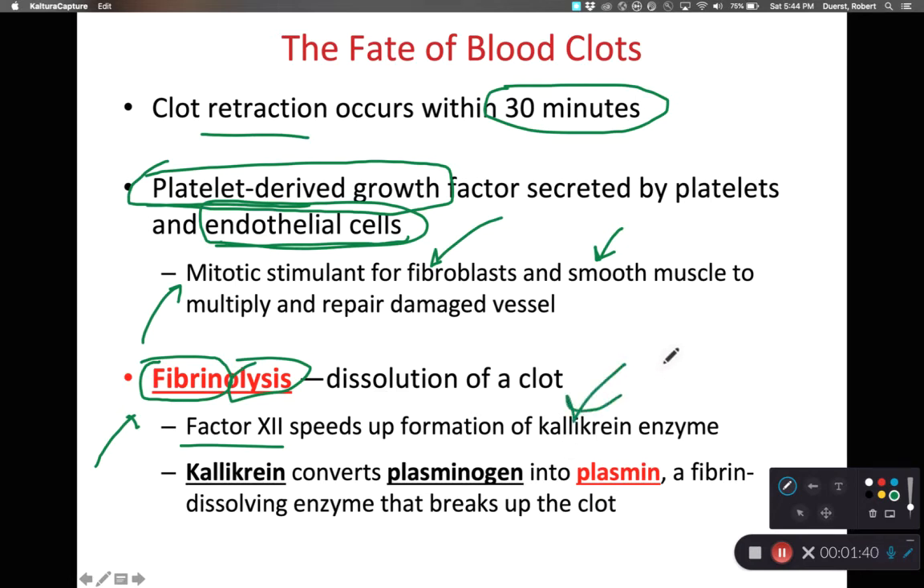And I know it doesn't say kraken, but every time I look at this word, I think to myself, release the kraken, even though it says kallikrein, not kraken.